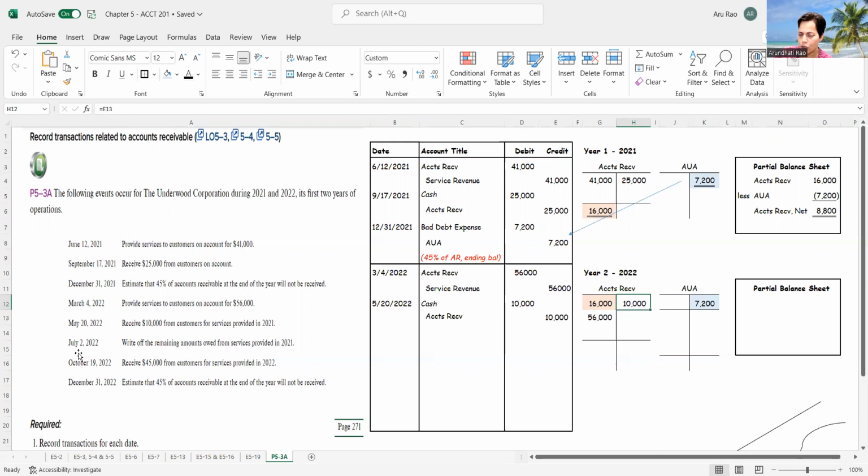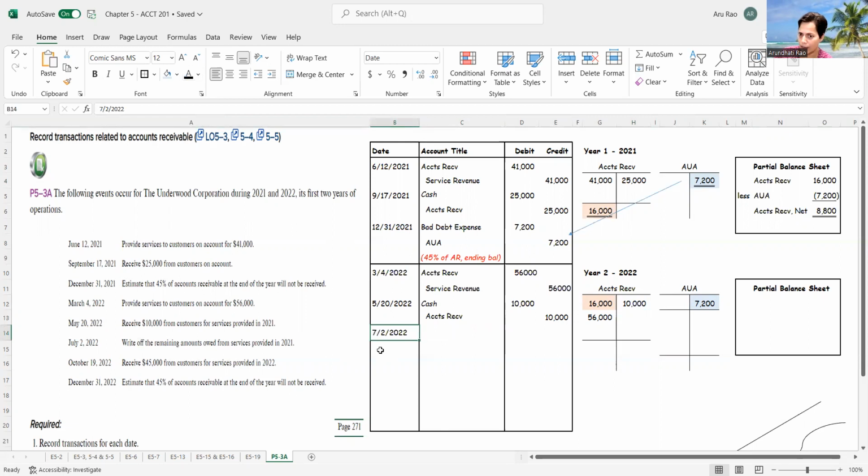Now I decided on July 2nd to write off the remaining amount owed from the services provided in 2021. So in 2021, I ended the year, I'm saying I had 16,000 that was owed to me. This 56,000 is the current year sales. The 10,000 that I collected was from last year's sales. So out of that 16, I collected 10. 6 is still owed to me from last year. We decided to write off that $6,000. We are saying we're not going to get it anymore. So let's see how I would do that.